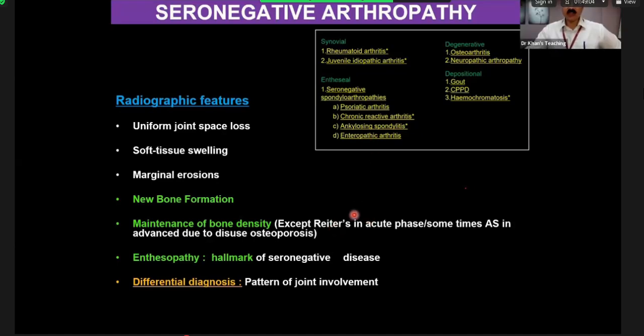So sometimes in CRA in the acute phase you might not get osteopenia. Otherwise, you will get osteopenia. Similarly, in advanced ankylosing spondylitis, you might get osteoporosis, and this is because of disuse. But usually in ankylosing spondylitis, you don't get it.